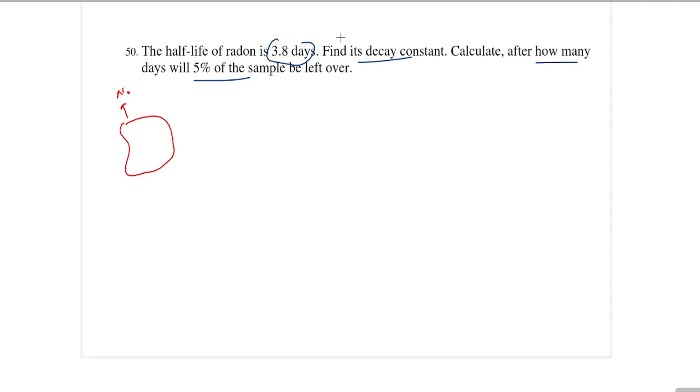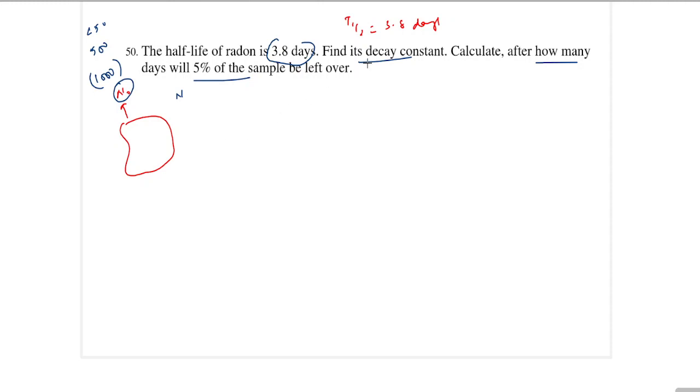Now the half-life is given as 3.8 days, which means T half is given as 3.8 days. Suppose initially we take 1000 nuclei, then after 3.8 days it becomes half of it. It will become 500 nuclei. And after another 3.8 days, it becomes half of it again. It becomes 250. It keeps on decreasing. So N0 is the number of nuclei initially, and N is the number at some point of time.